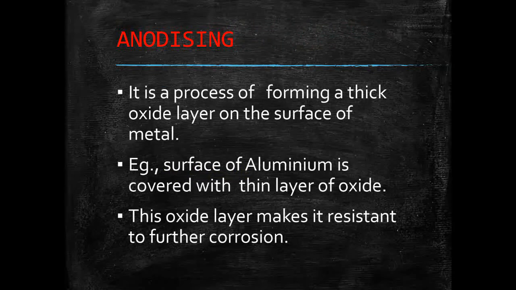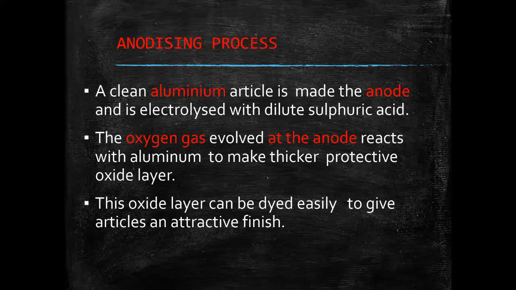Now we will learn about the process of anodizing. It is a process of forming a thick oxide layer on the surface of a metal. For example, the surface of aluminium is covered with a thin layer of oxide. This oxide layer makes it resistant to further corrosion. So, how is anodizing done?